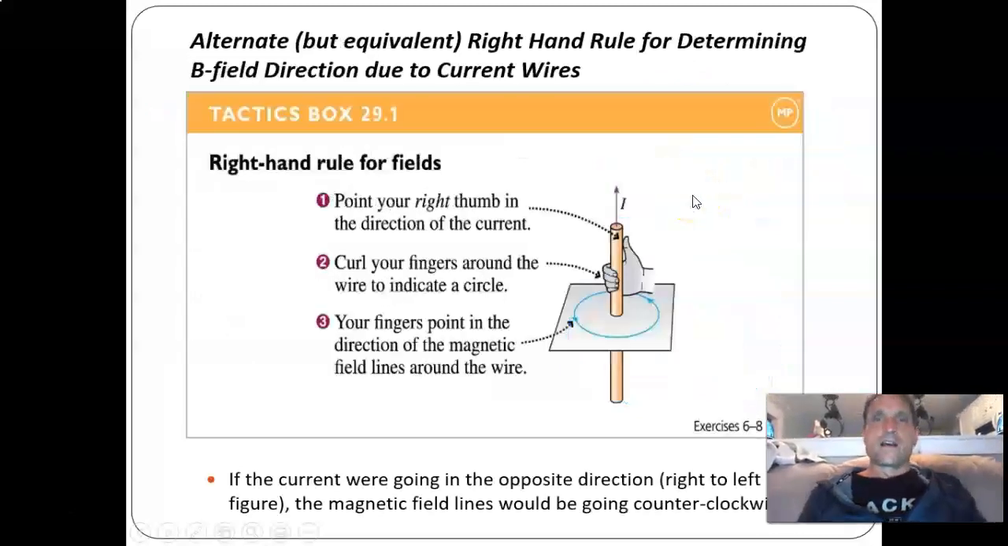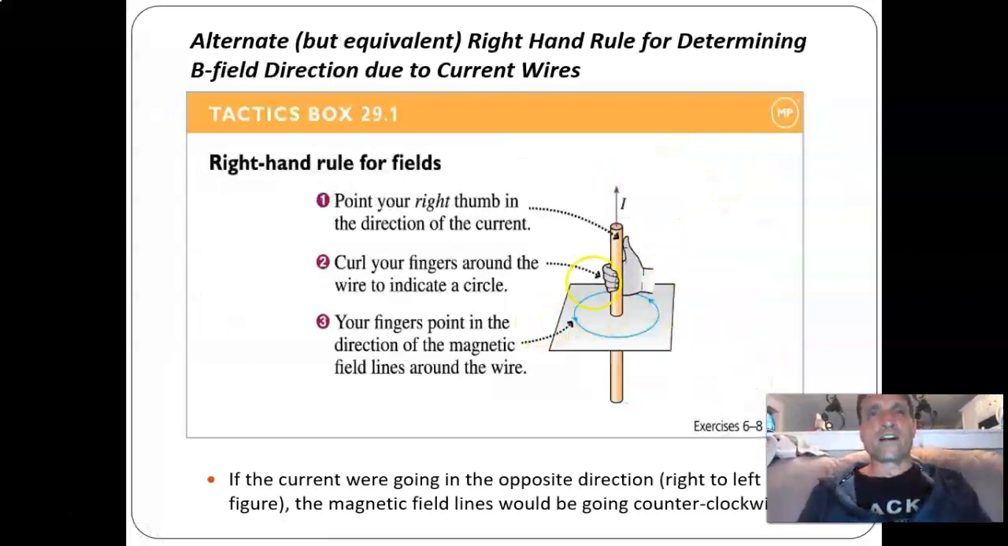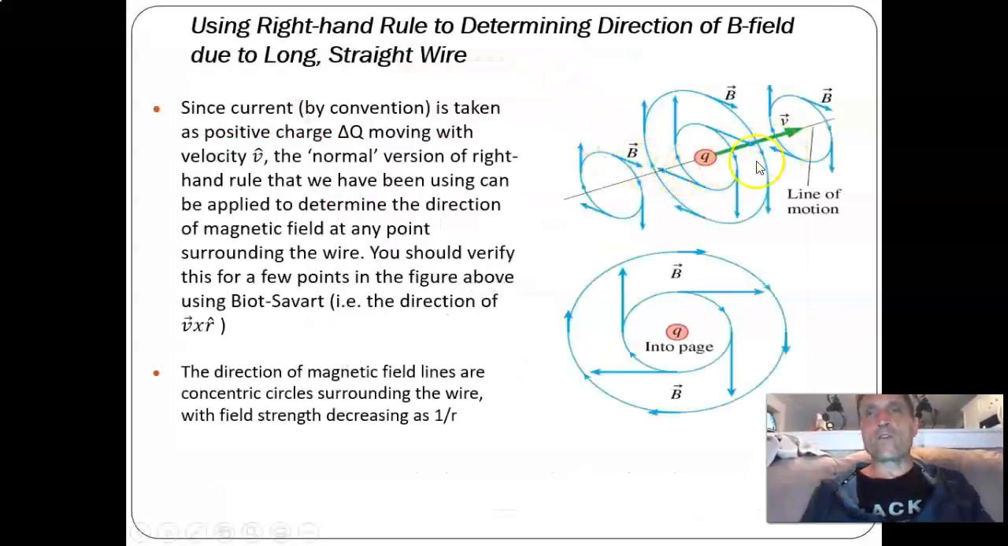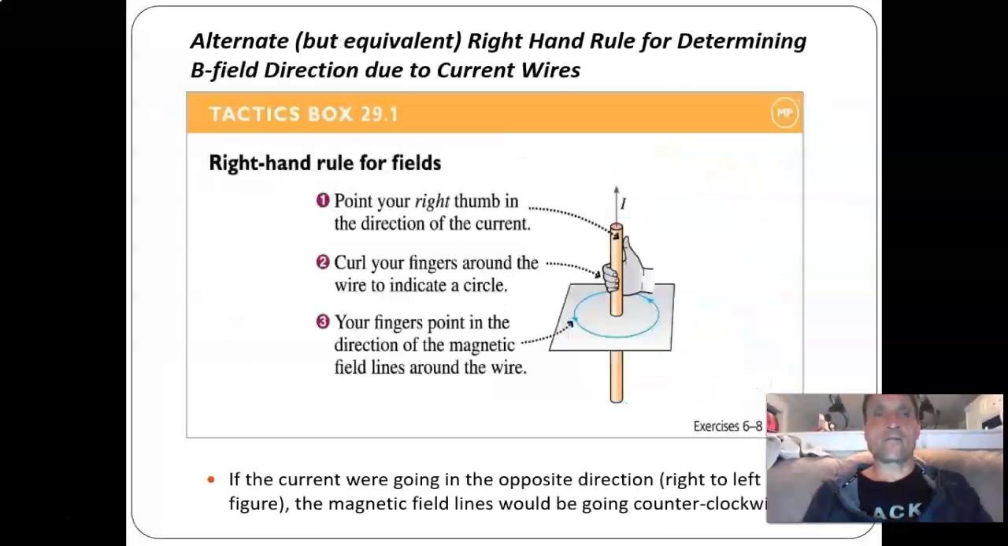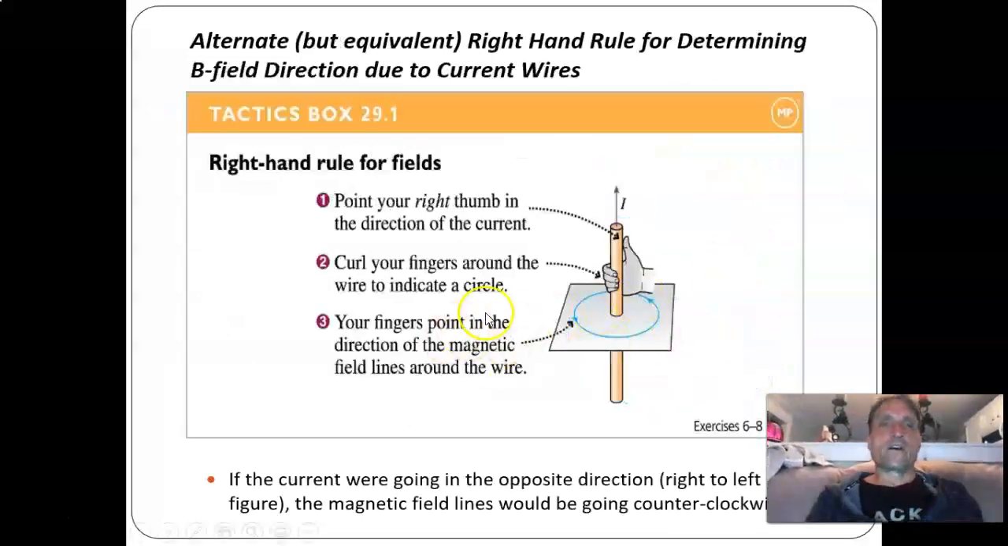So here's another method which is entirely equivalent, another right-hand rule for determining the magnetic field, and it works for current-carrying wires. The right-hand rule we've been using always works, but sometimes it's a little clunky to use when you have wires, and so there's another form of the right-hand rule that's easier to use for a current-carrying wire to get the magnetic field. And this one's easy. Just remember it only works in some cases.